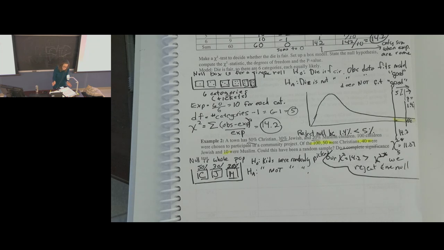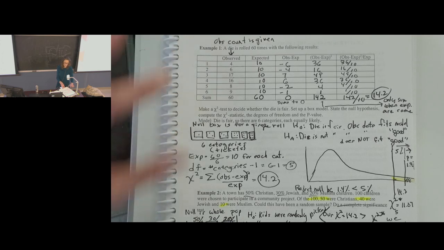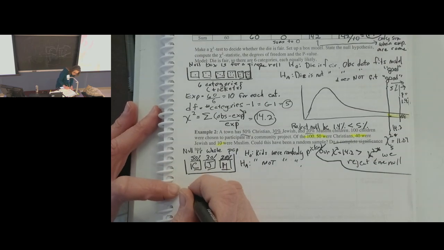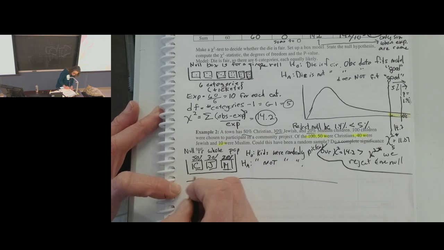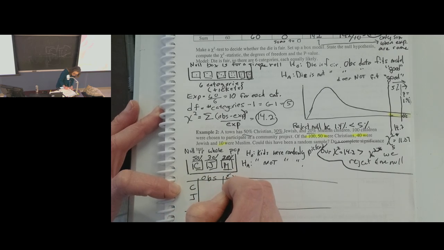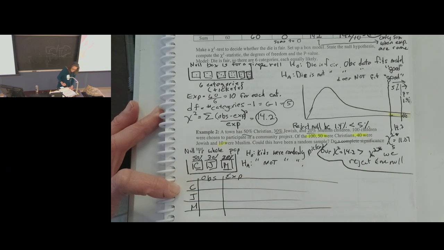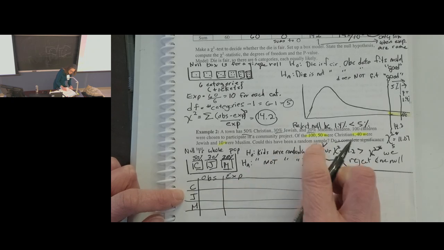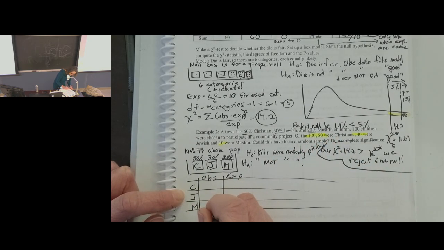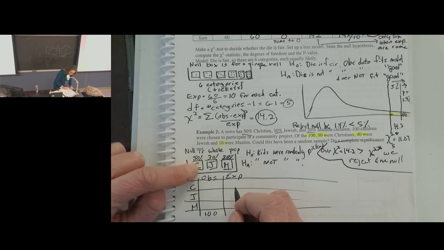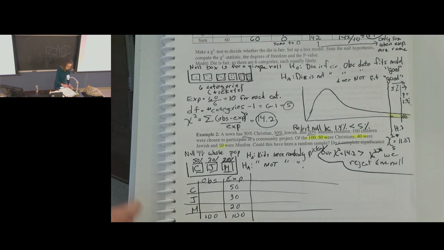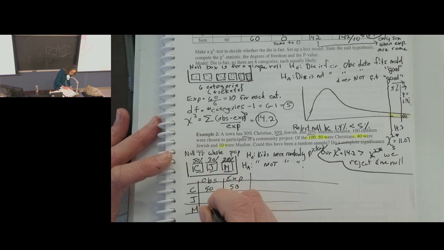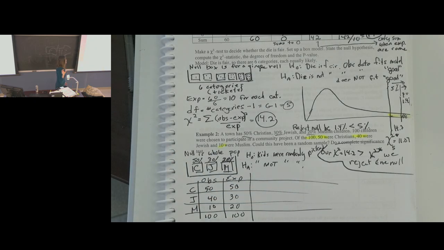So how do we set this up? You don't have to do this if you can do it, but in the beginning it might be useful. So let's make a chart, just to keep it straight. So we observed something, and what did we expect? Let's start there. What did we observe for these? We have 100 total. And we know what we expect, 50, 30, and 20. But what we observed was 50, 40, and 10. Okay, so that's what we've got.